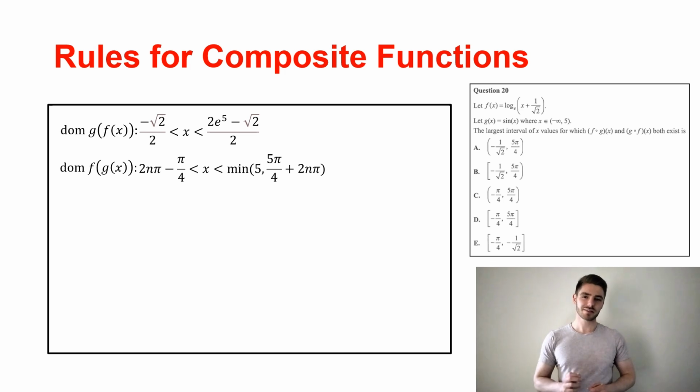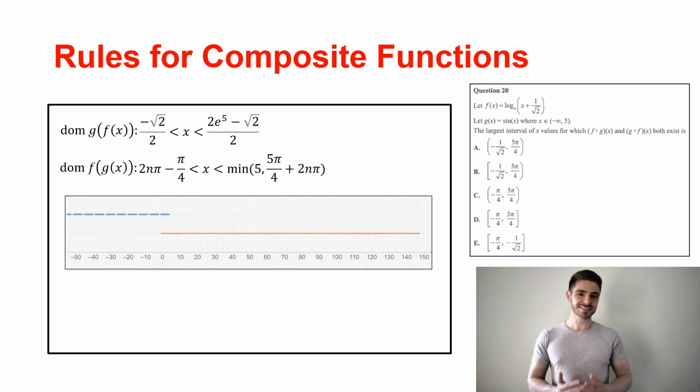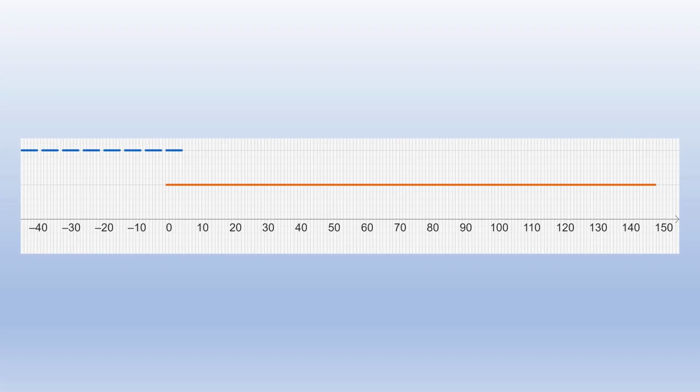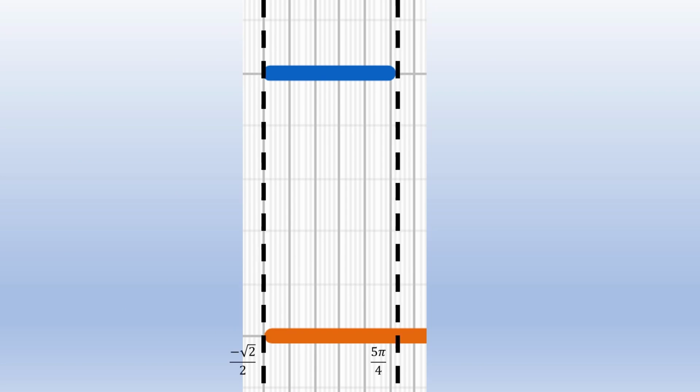So far, we found the domain of each individual composite function. But what we want to know is the domain such that both composite functions are defined. And to do that, we need to find the intersection of both domains. If we plot both intervals on a number line and only look at the intersection, we see that our new interval is from negative root 2 on 2 to 5 pi on 4.